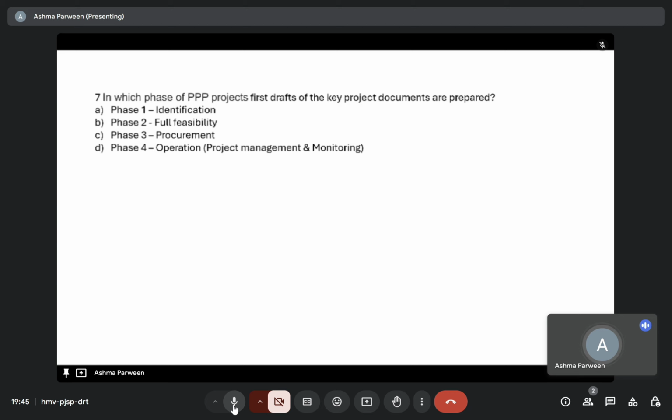So, the key project documents are prepared in phase two, full feasibility. In phase one, identification, strategic planning, feasibility analysis, suitability checks, and readiness checks are all done. And in phase two, the final draft of the key project documents is prepared, and applying for in-principle clearance from the appropriate appraisal or clearance authority is done.